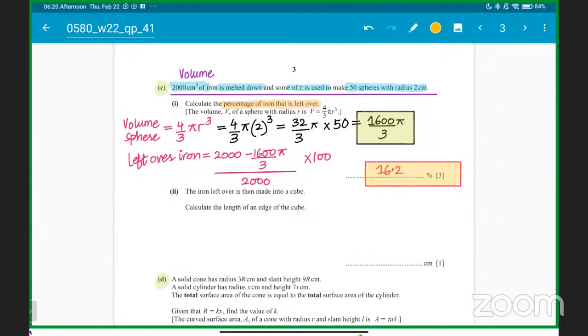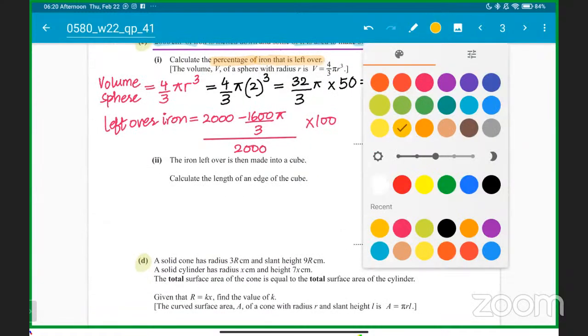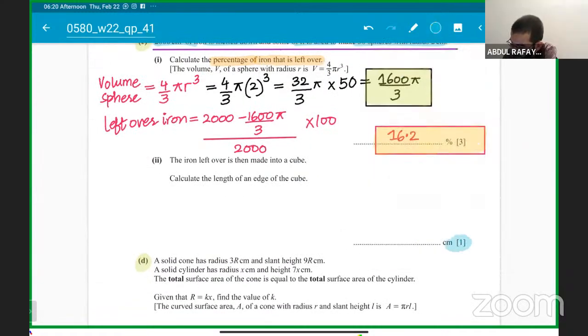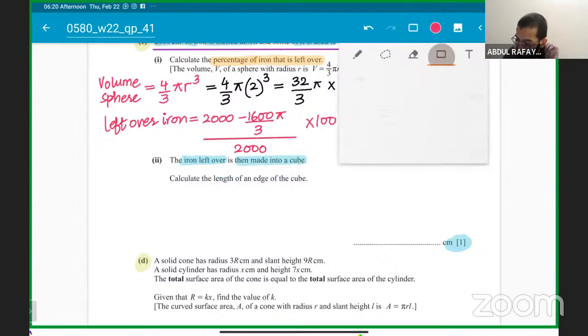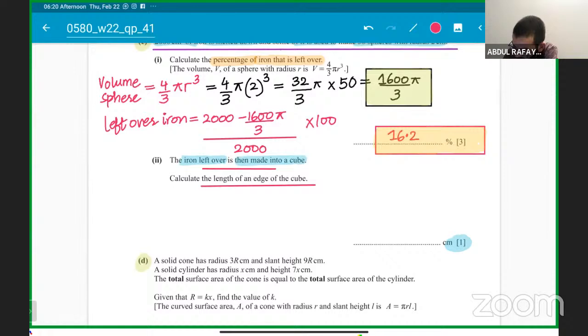Understood this? The next thing we have is a 1 mark question. They're asking us, the iron ore that is left over is made into a cube. We have to calculate the length of the edge of the cube. So it's very simple, sir.